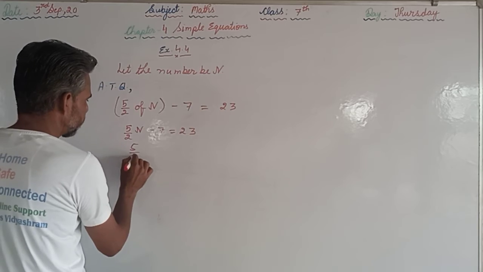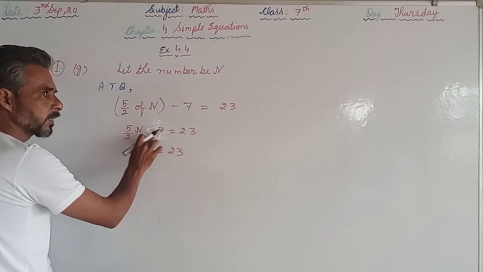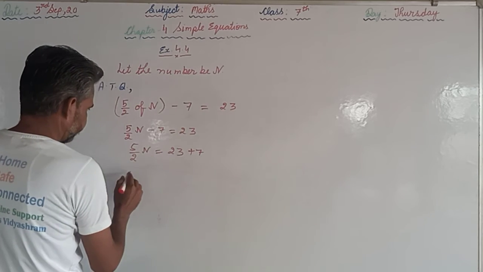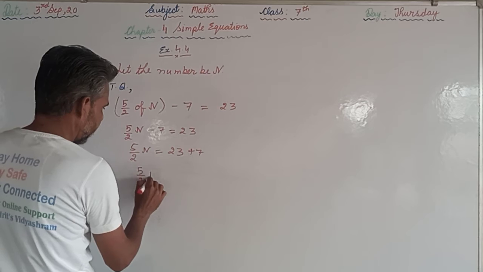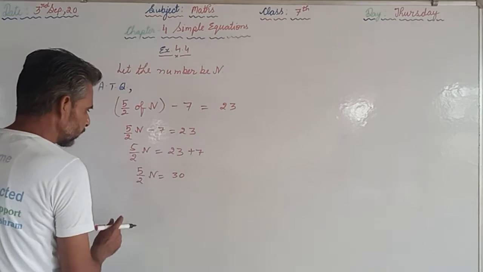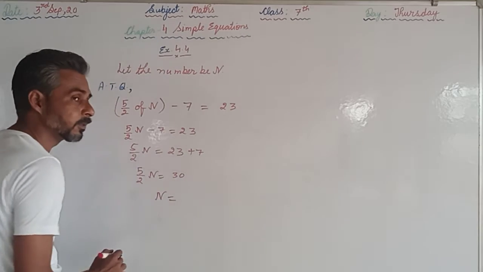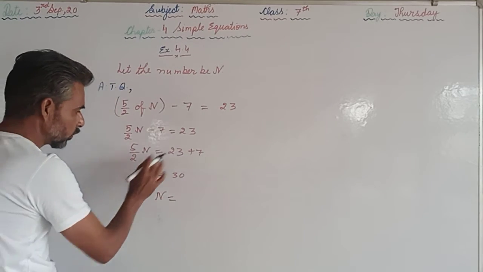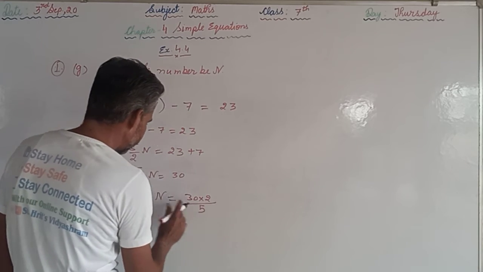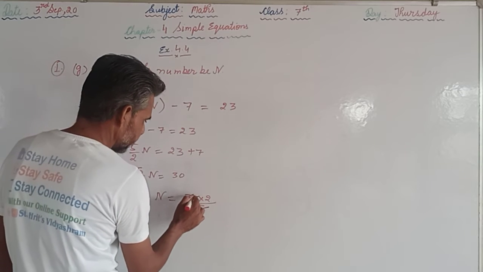So 5 by 2 n is equal to 23. 7 is minus on this side, so it will become plus 7. So 5 by 2 n is equal to 23 plus 7, that is 30. Now 5 by 2 will go on that side and their operation will be interchanged. 2 will multiply and 5 will divide. 2 will go upside, 5 will go downside. So 5 sixes are 30.